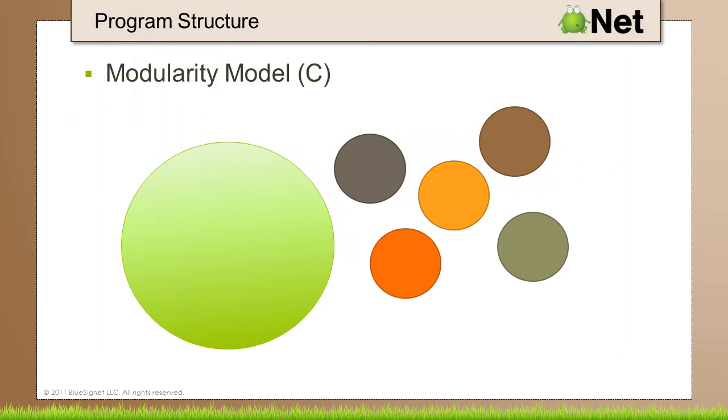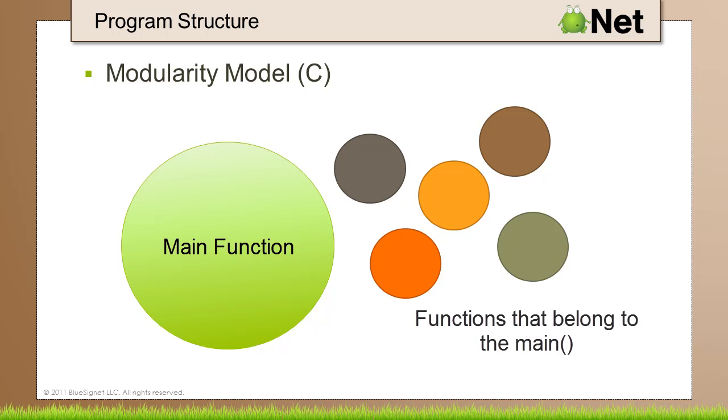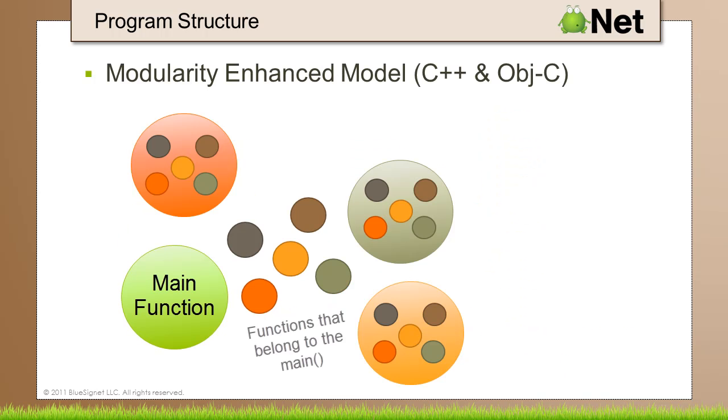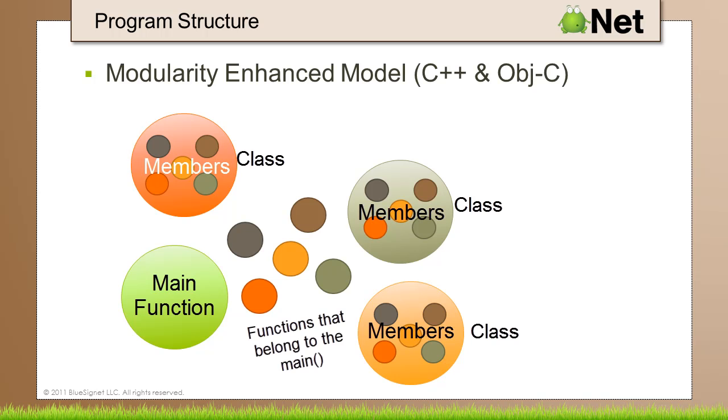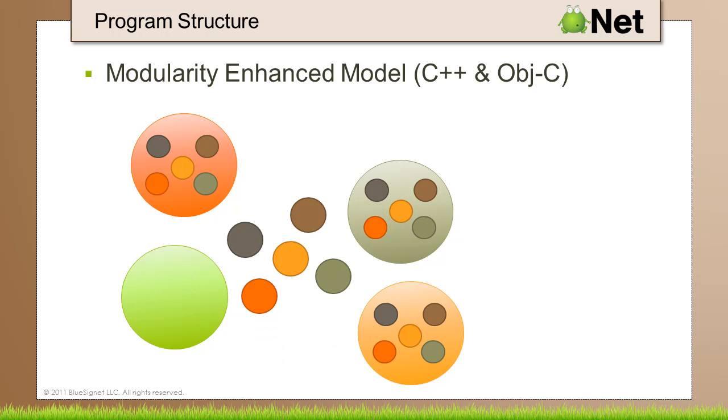All right, so the program structure goes back to the modularity model. If you remember back in C++ when we showed you this, it's similar. Here we have a larger main object and a bunch of supportive objects that spawn off of that. Then we have the modularity enhanced model, like C++ and Objective-C, where we have that main object, but then you have other objects with objects inside of those and smaller objects on their own, and they can all talk to each other and orchestrate whichever way you want.